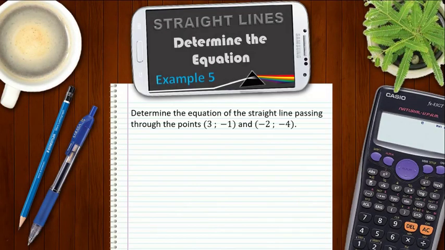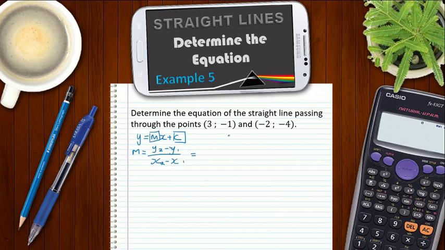So for the first example, determine the equation of a straight line. It says determine the equation of the straight line passing through the points (3, -1) and (-2, -4). Now we know that the standard form of a straight line equation is y = mx + c. So we have to find the gradient and we have to find the c value, which is your y-intercept. First thing, we know how to find the gradient because the gradient's formula is just the change of y over the change of x.